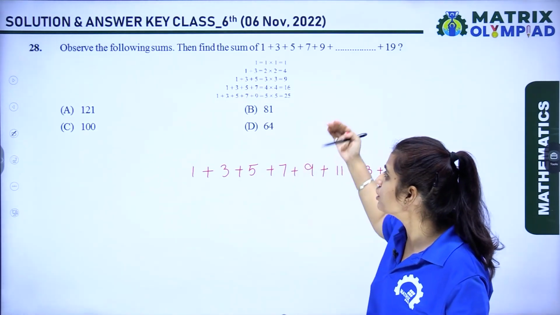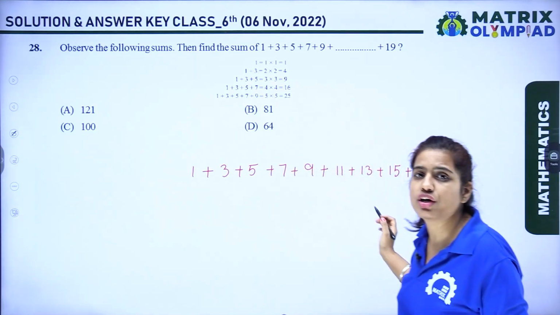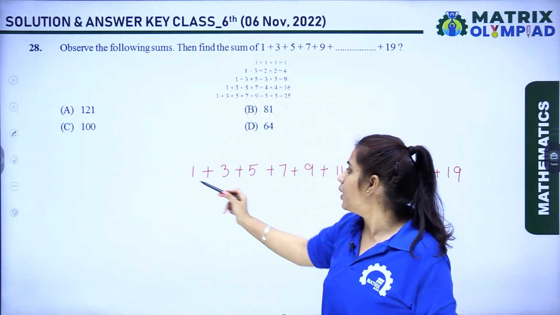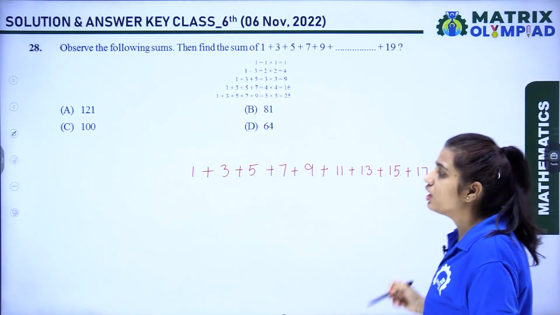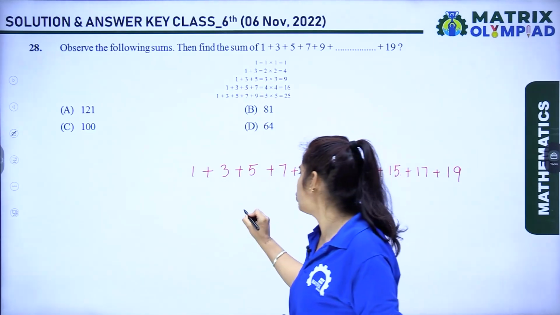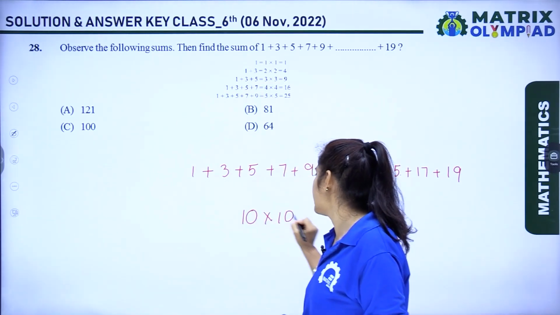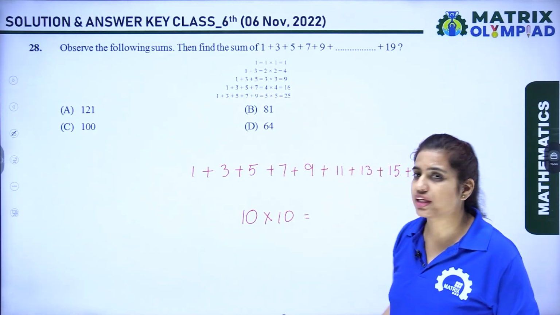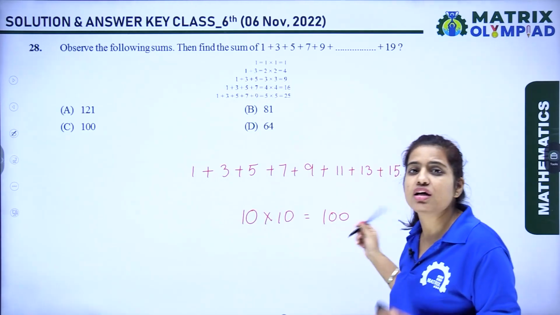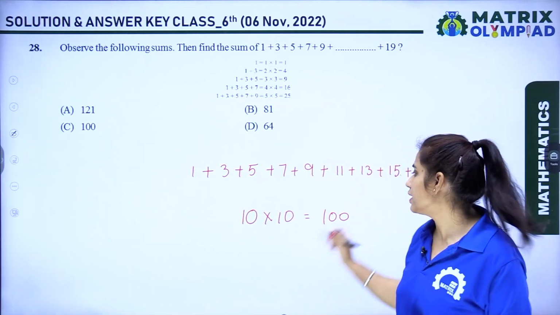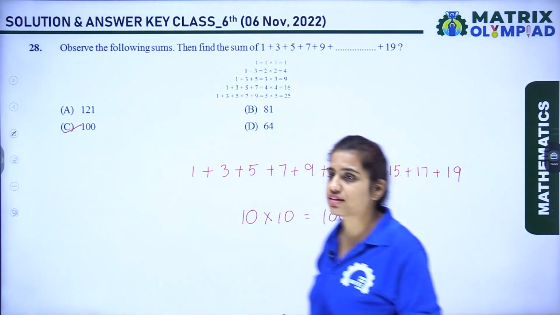So according to this pattern, we can say that we have to only count the number of odd numbers. So here 1, 2, 3, 4, 5, 6, 7, 8, 9, 10. So there are 10 odd numbers. So we can say that 10 multiplied by 10, or square of 10, is equal to 100. So the sum of these 10 consecutive odd numbers is 100. So here option C is the correct answer.